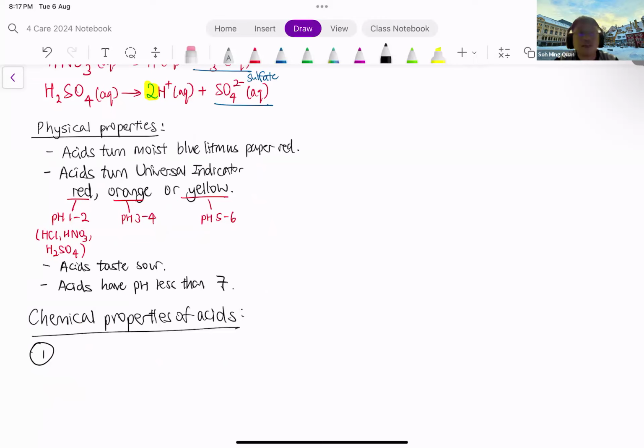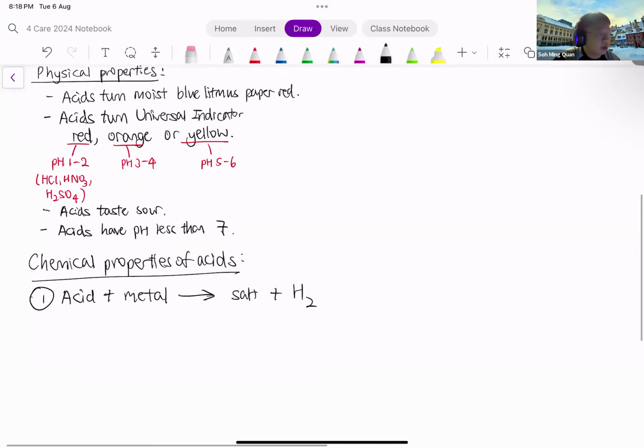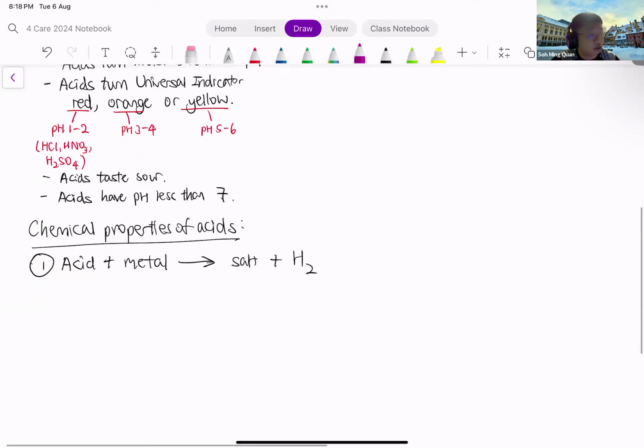So chemical properties means chemical reactions. We need to know what the reactions are. The first reaction, acid plus metal. Acid plus metal forms salt and hydrogen gas. All right. Now, I'm sure you know by now, metals always give you hydrogen gas. So the gas formed from a metal must be hydrogen. And you need to know how to test for hydrogen. Right? To test for hydrogen, we make use of a lighted splint.